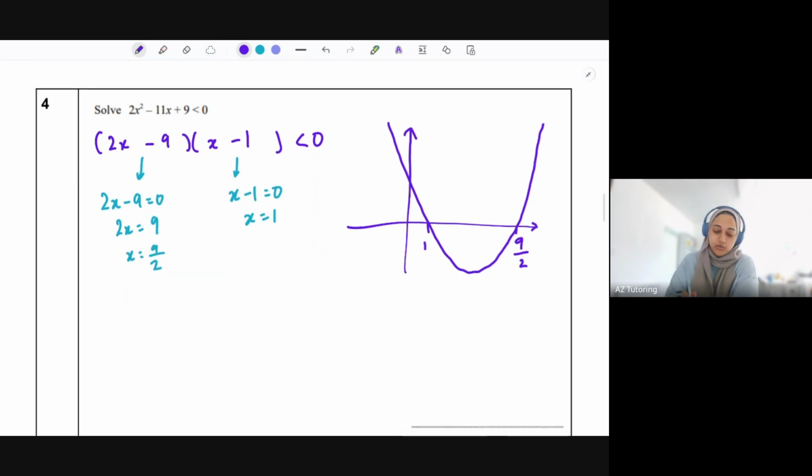So looking at the question, it's saying, where is this graph less than 0? So less than 0 is below the x-axis. Where is this graph below the x-axis? This is all this part here.